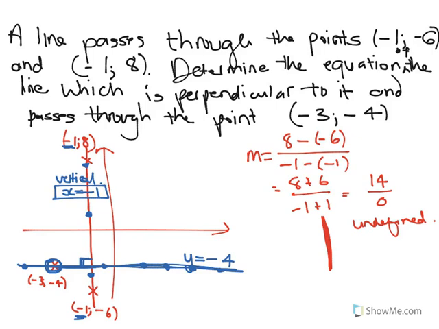But so undefined gradient is a vertical line, and so a perpendicular line would be a horizontal line. And you know that the equation of a horizontal line is going to be y is equal to something, right? And if your line is passing through -3, -4, then the y coordinate is going to tell you what number your y is equal to for all the points on that line. But yeah, let's end that there.